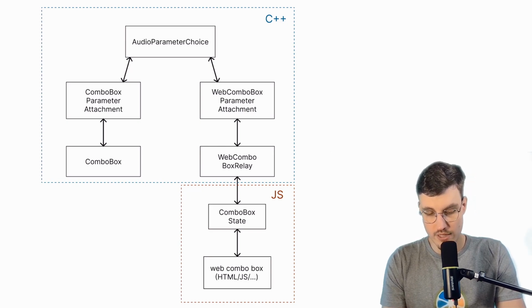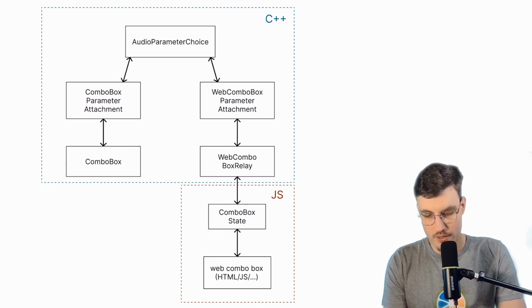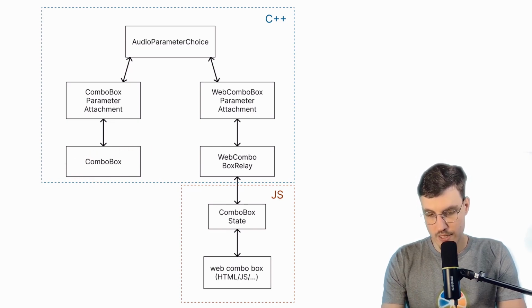Of course, we have to instantiate them. And on the C++ side, we just instantiate these three classes, set up the connections, and possibly style the combo box. But that's essentially it. So that's how we'll proceed.